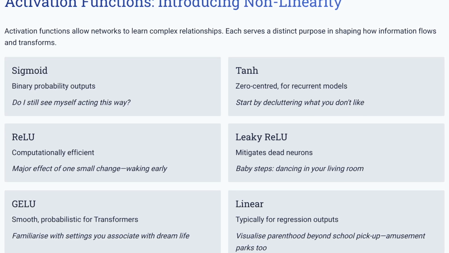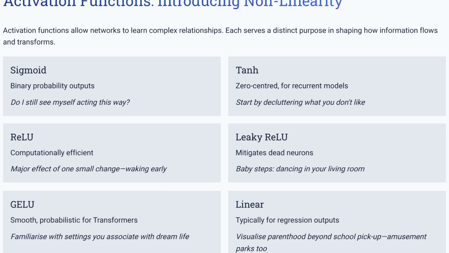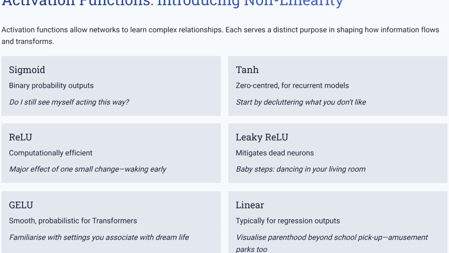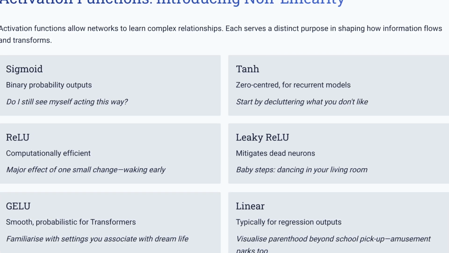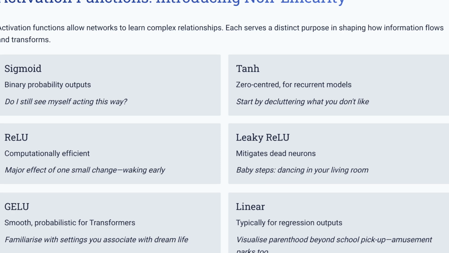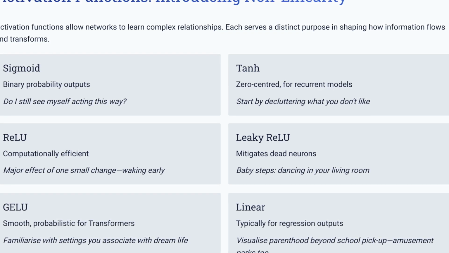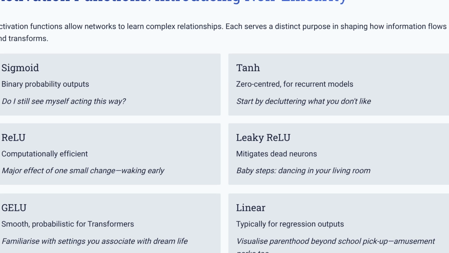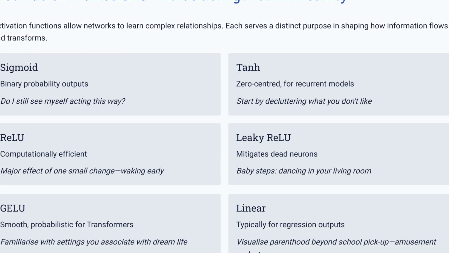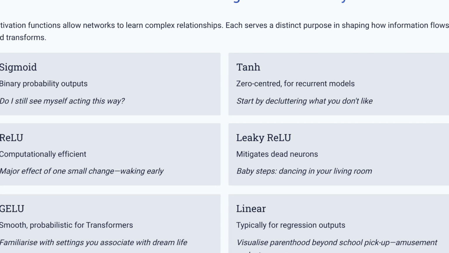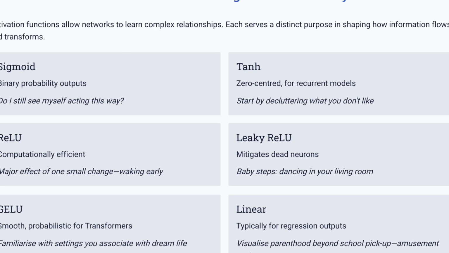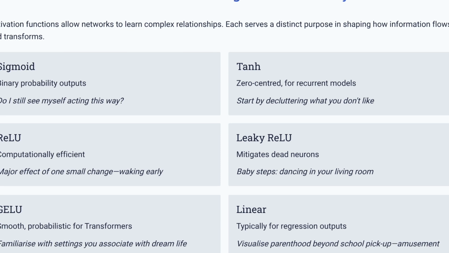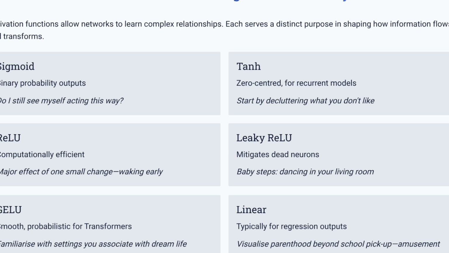The baby steps that seem realistic, such as an hour of dancing in our living room, rather than going to the gym. GELU, smooth, probabilistic activation used in transformers. Think of the effect of familiarizing ourselves with a certain setting we associate our dream life with, such as the habit of a periodical lunch at a high-end restaurant. Linear, typically used in regression output layers. We visualize parenthood not only when picking up our children from school, but also when taking them to an amusement park. The forward method defines how data moves through the network from input to output.